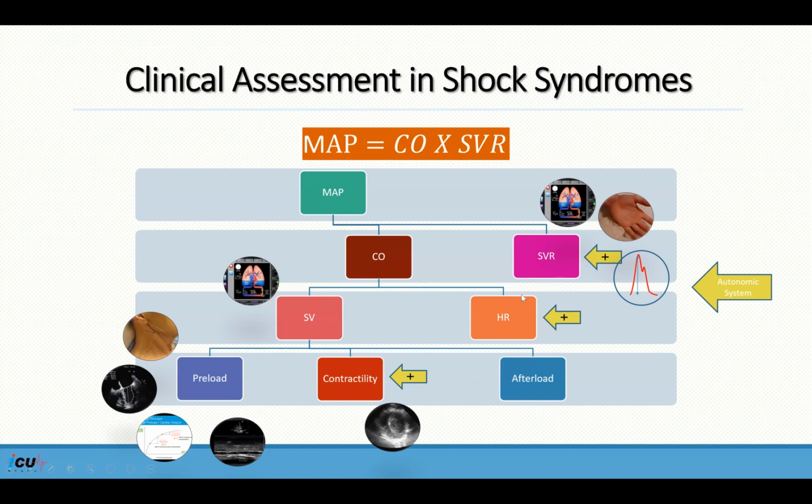Then you need to assess, of course, the heart rate with the rhythm that you see on the monitor. You need to assess the systemic vascular resistance. You can do that clinically with the temperature of the skin, the pulse pressure, or the capillary refill time. And if you have PICCO or FloTrac, you can also calculate the systemic vascular resistance more reliably.